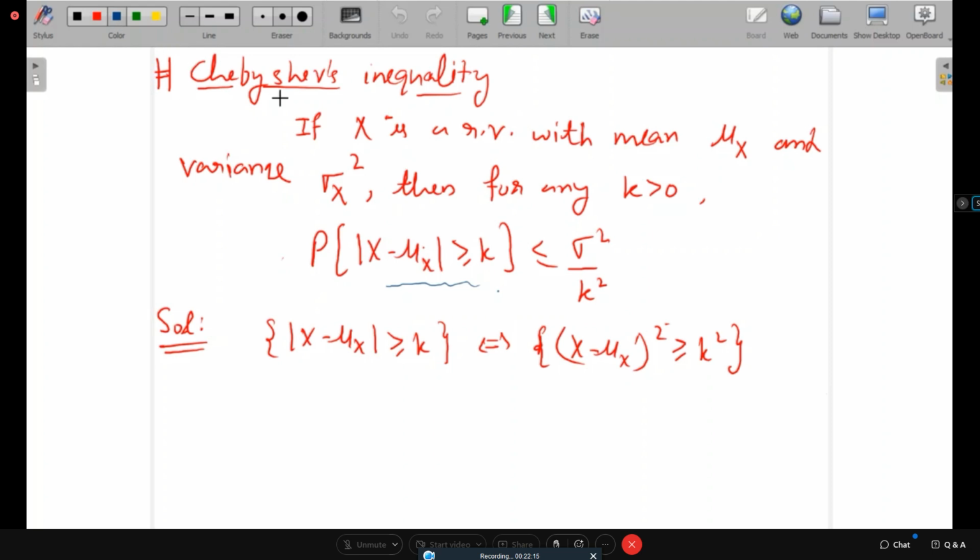Now let's say mu x denotes the mean and the variance is sigma x square. Then for any positive k greater than 0, this probability is bounded by variance divided by k square. So can someone try to emphasize what it signifies, geometrically or physically? Can someone try to interpret this?